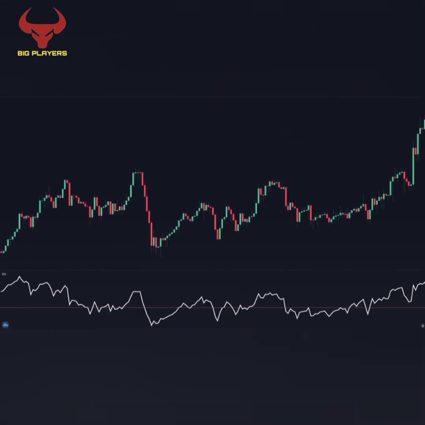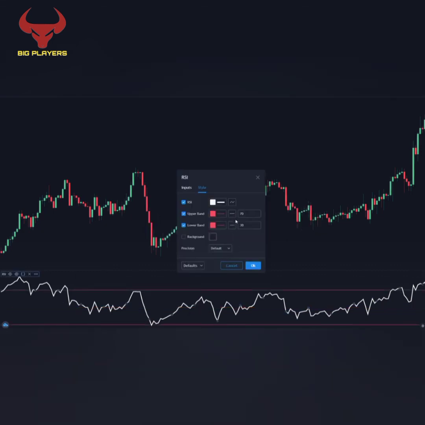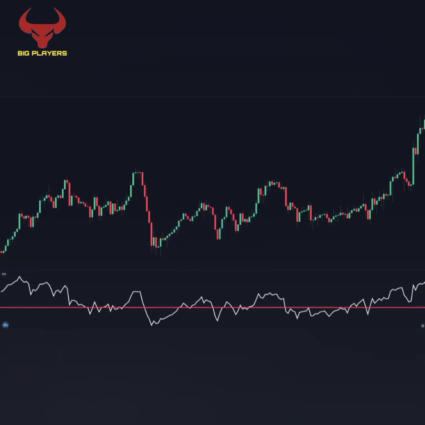Another way of utilizing the RSI is by using the 50-point line. So the default settings in the RSI are 70 and 30. So you actually want to change this into 50 and just disable the other ones. So now we have a middle line in the RSI. So in this strategy, we are actually using the RSI as a trend indicator instead of a reversal indicator.